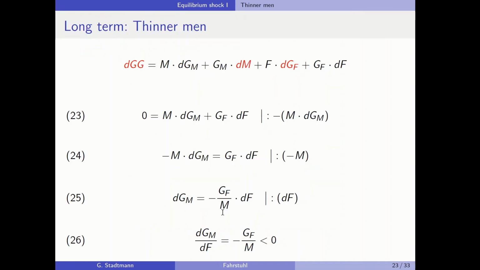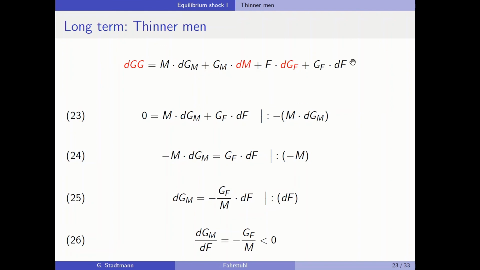Another adjustment possibility is, of course, thinner men. Put the man on a diet. Then it will be the case that we are not doing anything with the ropes, so the capacity constraint will stay constant. The total weight does not change. The number of men will stay constant, and the weight of the females stays constant. But what is changing is, like here, the weight of the man.